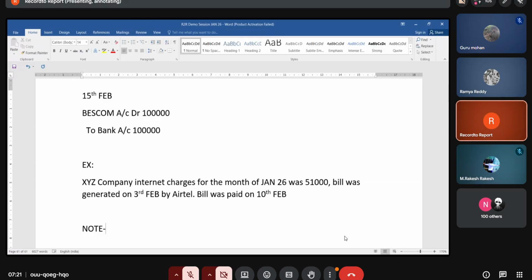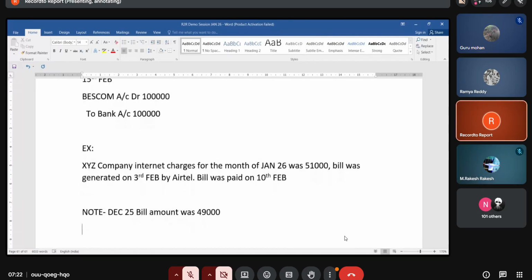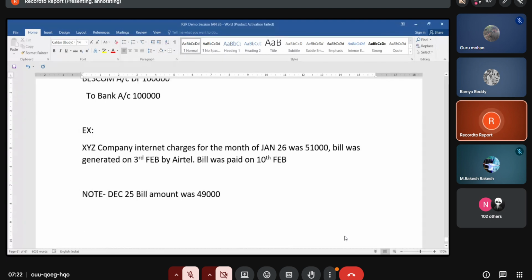So note for your reference, the December 25th month bill amount was 49,000. So tell me what entries we need to record in the month of January, guys.